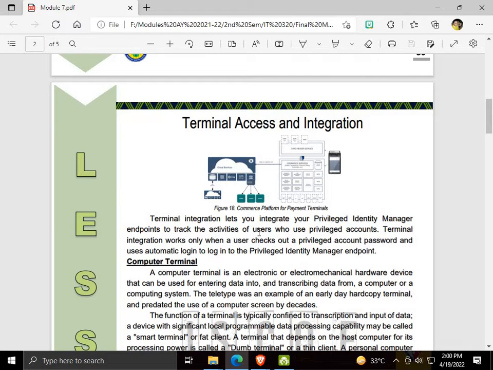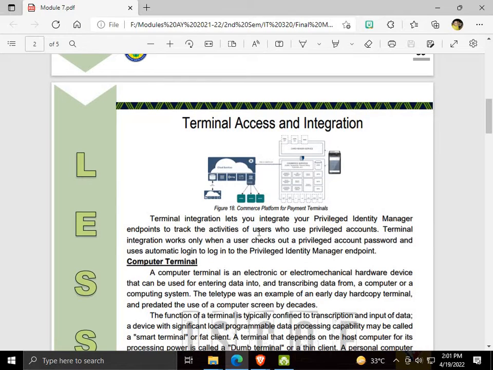Terminal integration lets you integrate your privileged identity manager endpoints to track the activities of users who use privileged accounts. Terminal integration works only when the user checks out the privileged account password and uses automatic login to log in to the privileged identity manager endpoint.